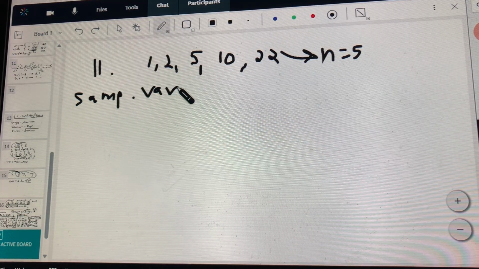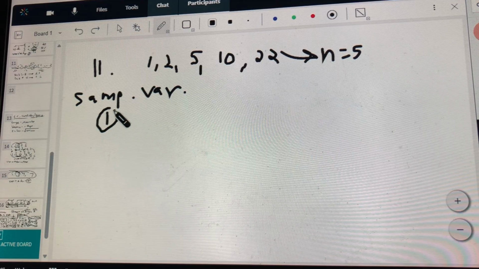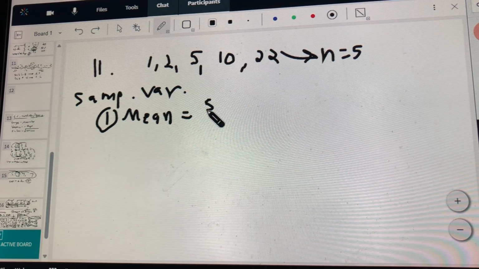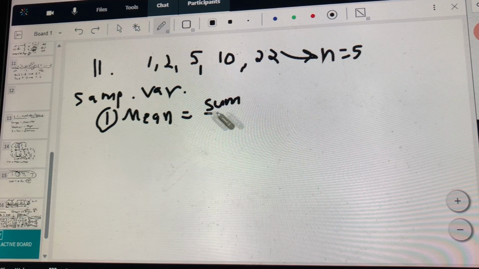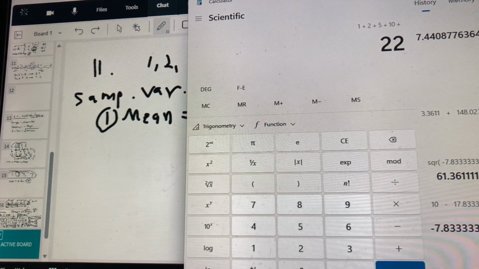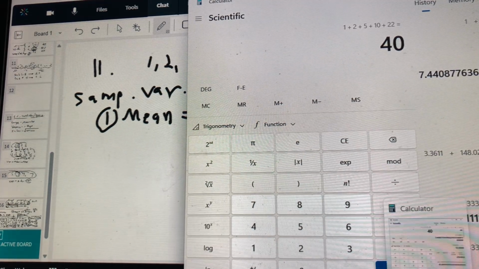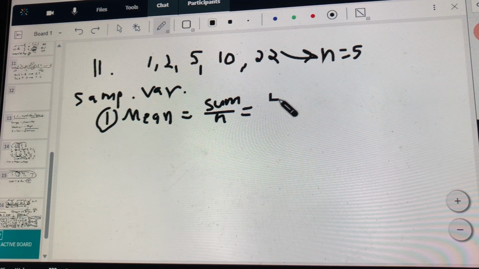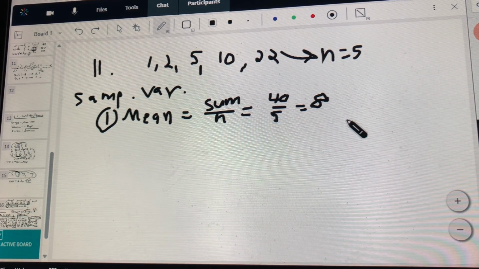So first step is to find the mean. Sum up the numbers and divide by n. 1 plus 2 plus 5 plus 10 plus 22 is 40. I did that on purpose to make it come out nice. And there's 5 numbers here, so you divide by 5. That's 8. The mean is an integer, so this isn't as messy as that last example.